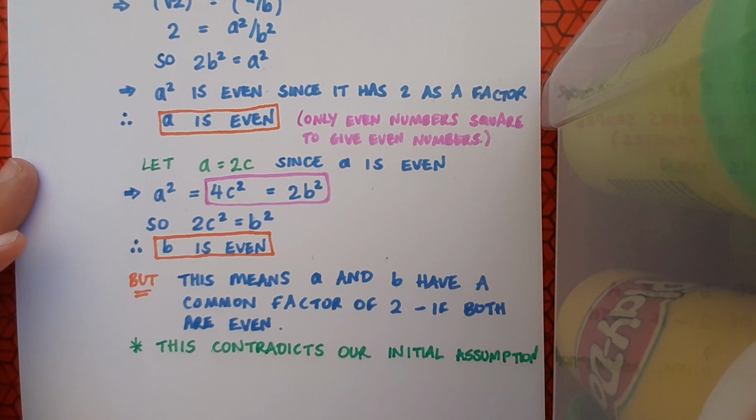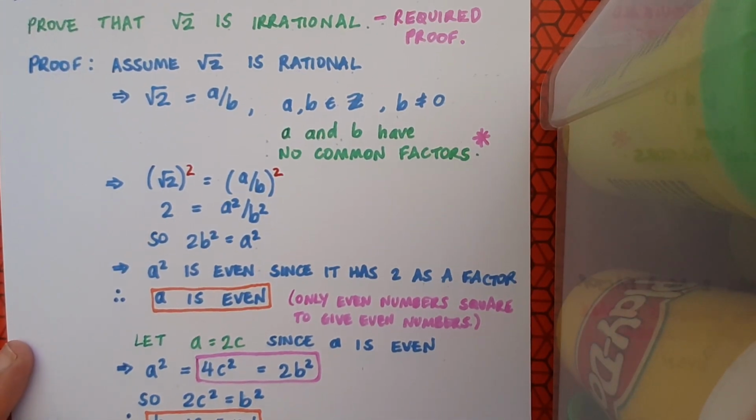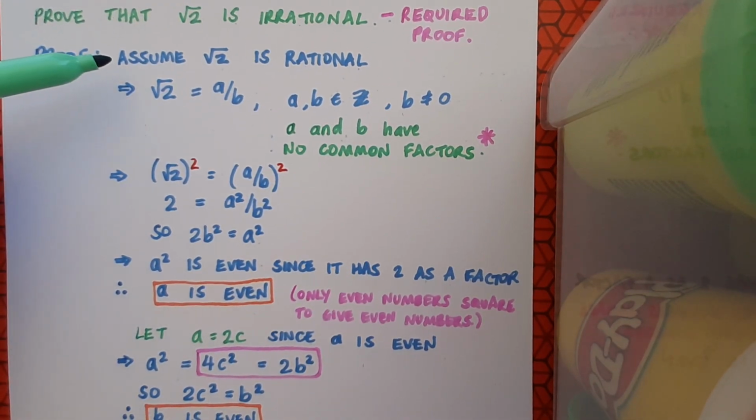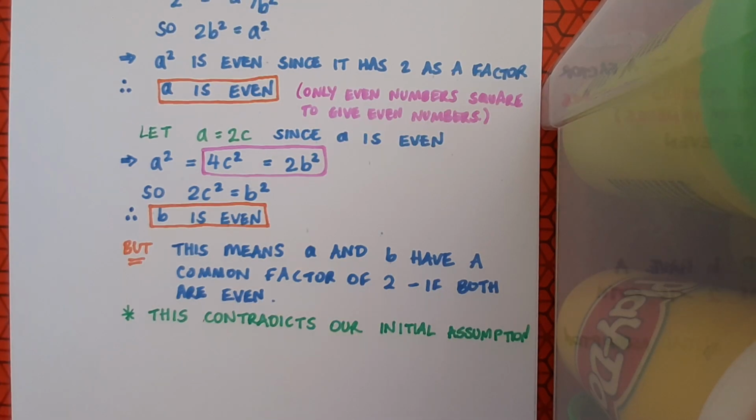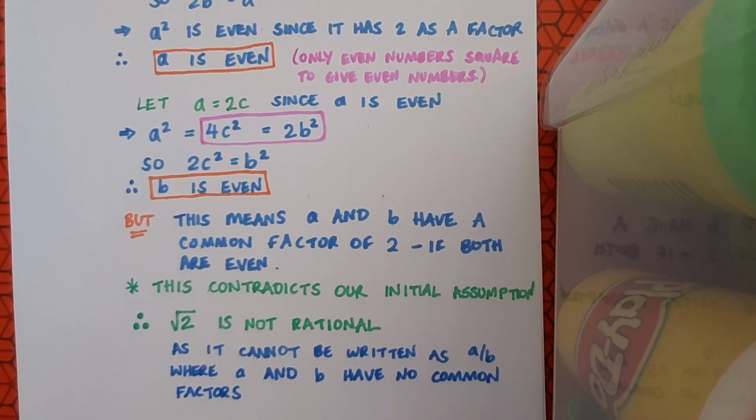And our initial assumption, if we glance back, was to assume that root 2 was rational. So we've contradicted this assumption. And if we've contradicted this assumption, this means that root 2 can't be rational. So we'll finish off by saying, therefore, root 2 is not rational, and then qualifying that as it cannot be written as a over b, where a and b have no common factors. It's quite a long proof. You do have to know it.